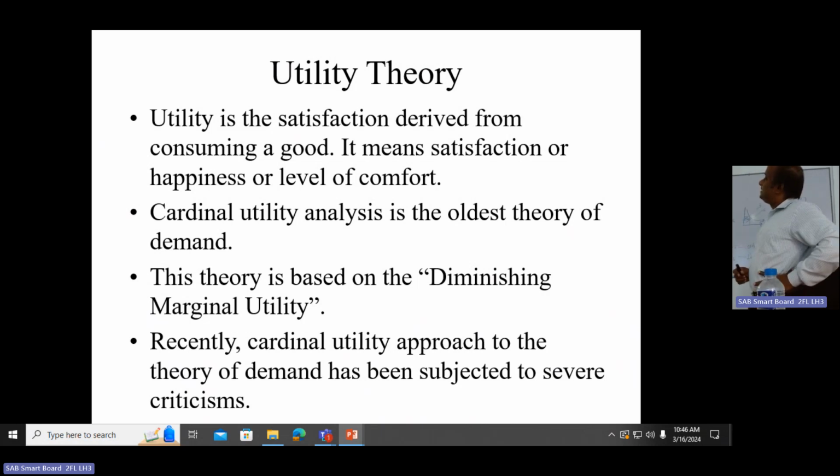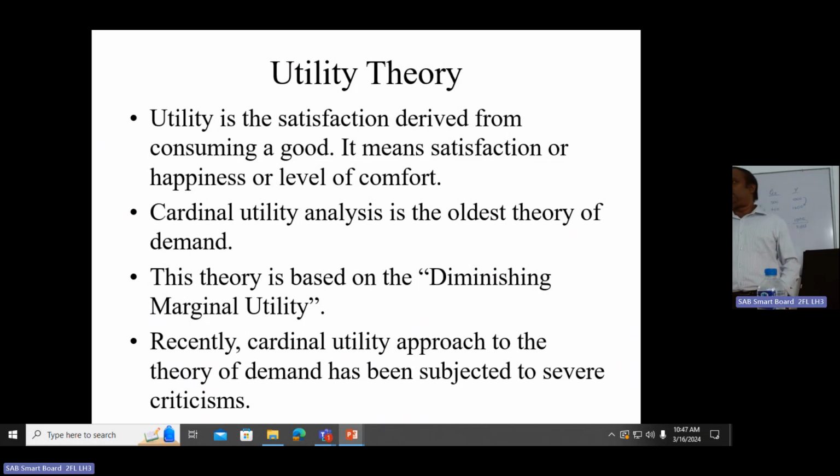And the cardinal analysis is the approach that we use in explaining the utility theory. That is the oldest theory, so the utility theory is the oldest theory of demand used to explain the concept. This is based on decreasing marginal utility. By nature, what happens? You consume a product.